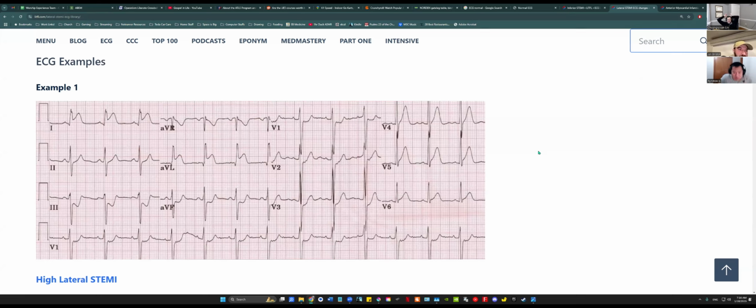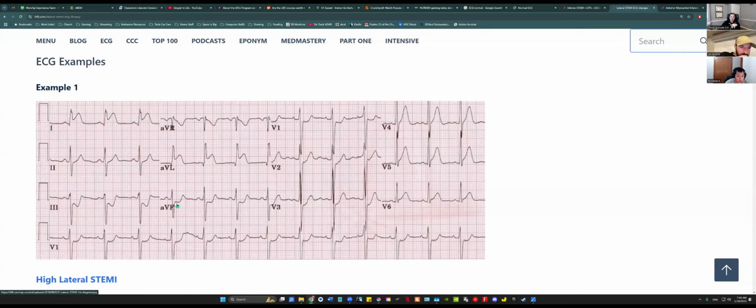One looks funky, but I don't know what I'm looking at. Two, I feel like, looks normal. Three is inverted, depressed, right? Three, one, and AVF are tied together. So are those reciprocal changes in two and three then? Yes, these are reciprocal changes in 2 and 3.